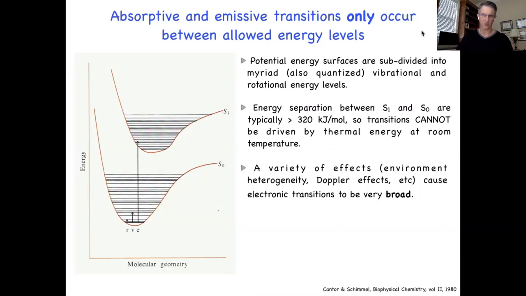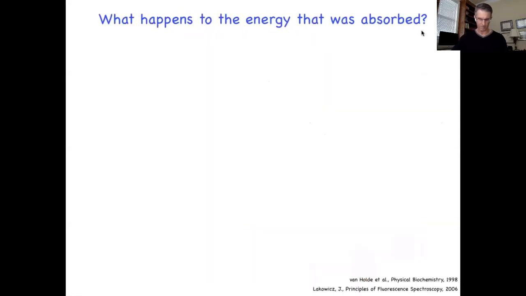There are Doppler effects, there's environmental heterogeneity. Doppler effects are a big one, right? That basically results in line broadening, so that you get an allowed transition across a wider distribution of energies than that simple tight diagram, the way we draw it, would predict. So electronic absorption tends to have fairly broad spectra compared to other types, like NMR and whatnot.